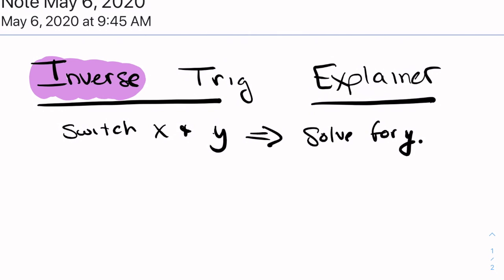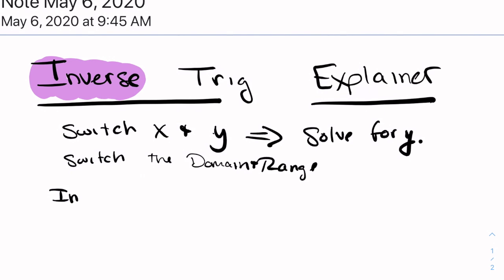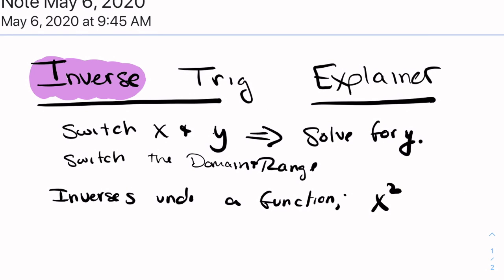If you switch the x and y, we're also switching the domain and range. So that's the idea. Inverses undo a function. For example, you often see the example of x squared, then the inverse of x squared. So if f of x is x squared, then f inverse is the square root of x.